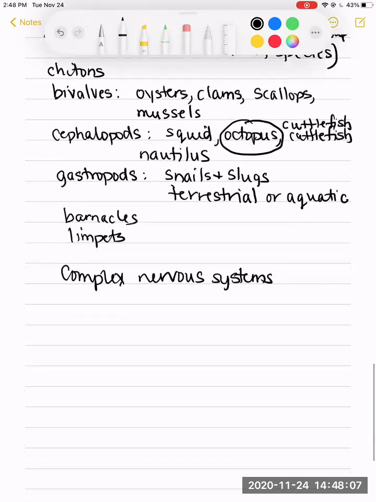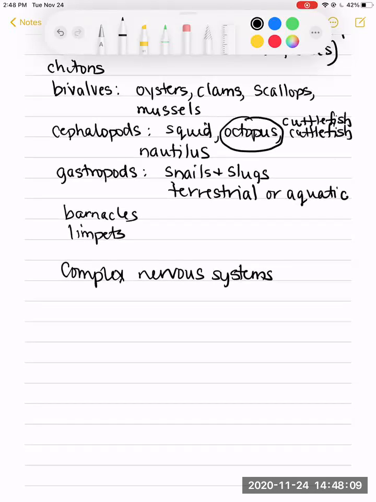What do they all have in common? Well, they share a basic body plan. And that basic body plan includes a shell. So all mollusks have a shell, even if it's been greatly reduced. If you've ever made calamari or dissected a squid in biology class, there's this little clear piece you pull out called the pen, and that actually is the remnant of the shell.